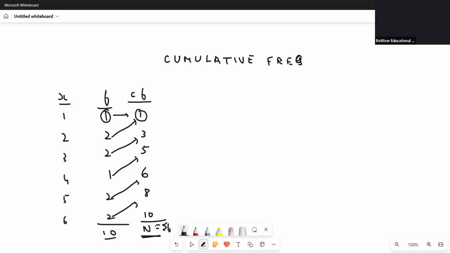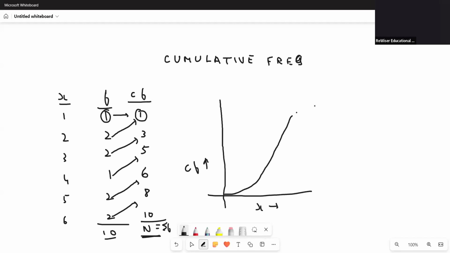So that's the checkpoint for the cumulative frequency graph. If you're plotting this particular graph on the graph paper, that's your X value and that's your CF, or the cumulative frequency value. So the values that we get form a kind of S-shaped curve. That will saturate at 10, because that's the value 10 which we got here.